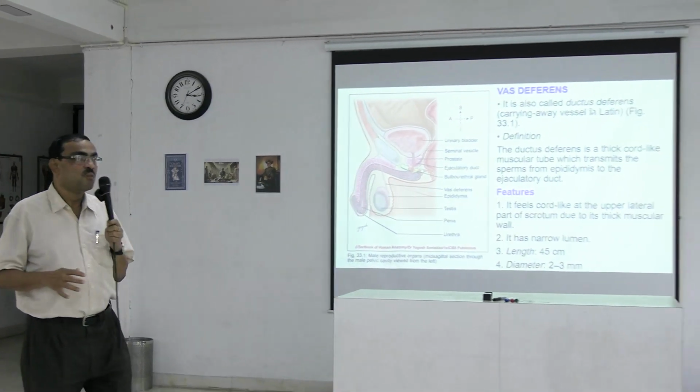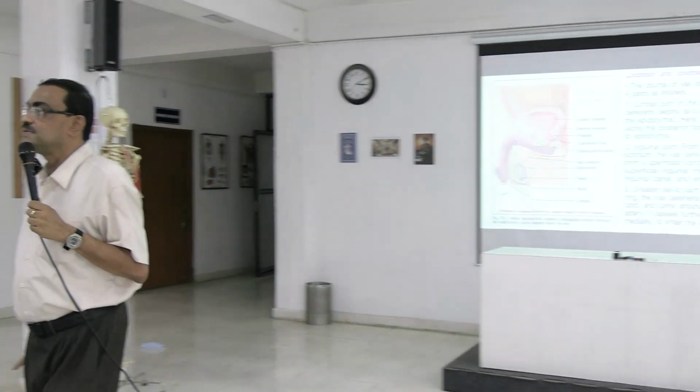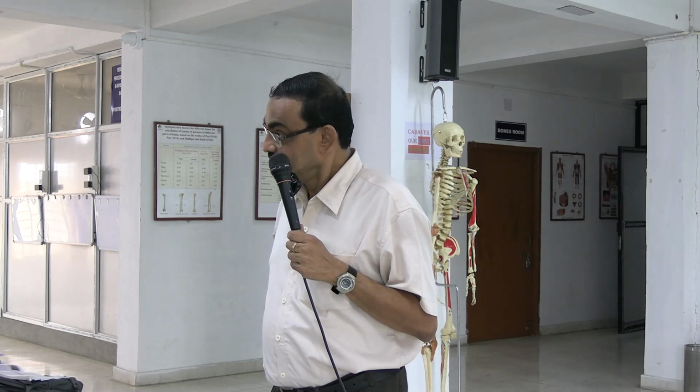Vas deferens, you can see it is carried out, already we have mentioned. What is the length of the vas deferens? 45 centimeters. What are the other structures in the body which have got 45 centimeters? The length of the femur in a normal height person. Then the length of the spinal cord, 45 centimeters.